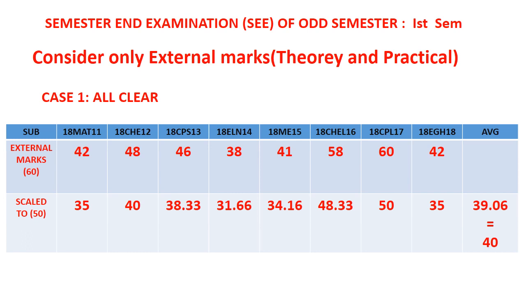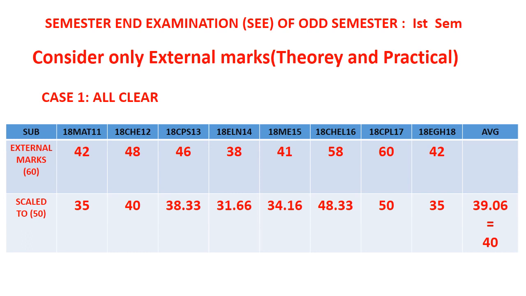As per the first semester you are having 8 subjects. I have taken the external marks out of 60, because 40 are for the internal and 60 for the external marks. Out of 60: 42, 48, 46, for electronics 38, elements of mechanical 41, the chemistry lab 58, CPL lab 60, engineering English 42. These are the external marks he scored out of 60 in the previous odd semester.